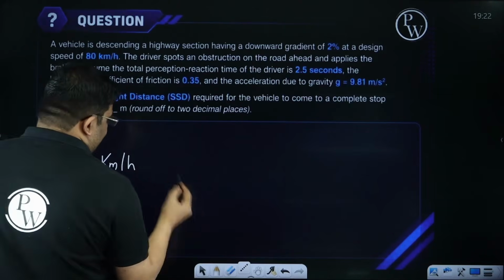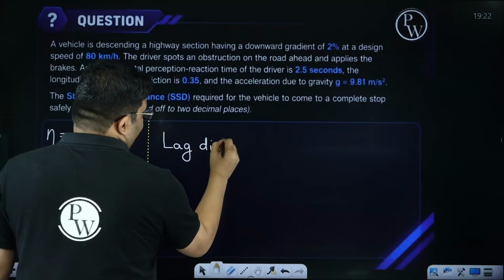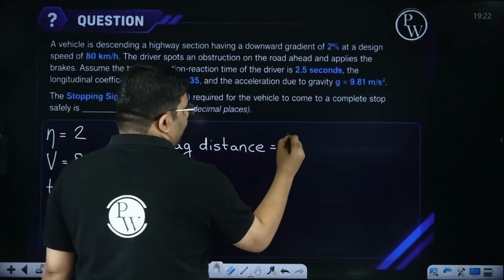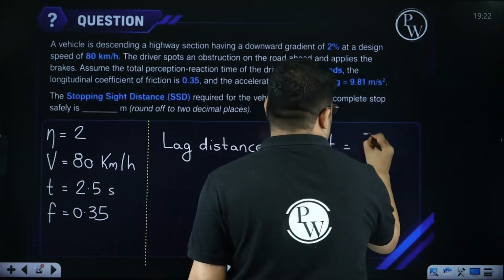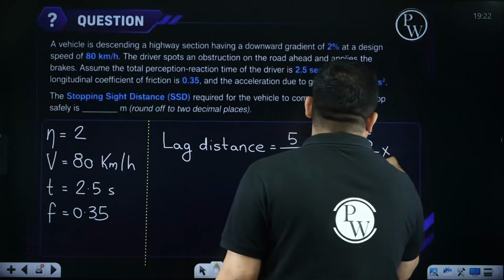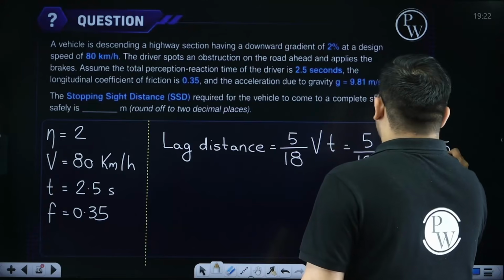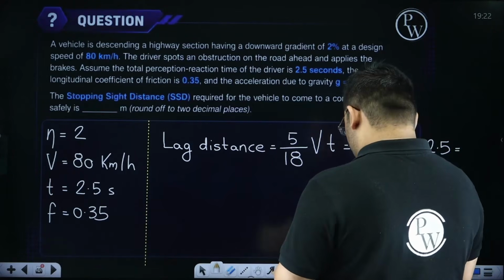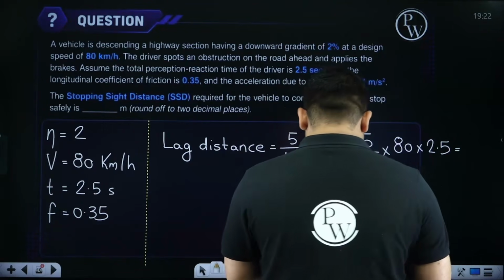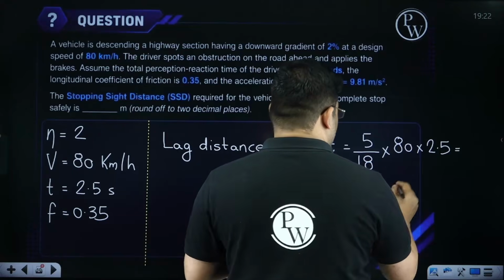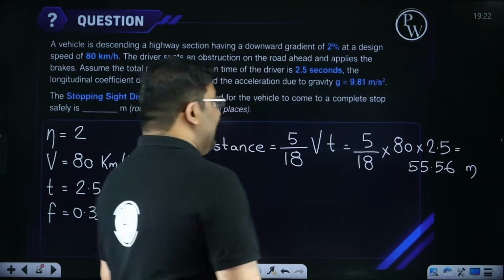Now, I can find the lag distance, I can find the braking distance, and I can add them up. So what will be the lag distance? It will be simply equal to 5 by 18 capital V into T. Here capital V is 80 kilometer per hour and T is 2.5. So I get 5 divided by 18, multiplied by 80, multiplied by 2.5. I'm getting a value of 55.56 meter. So this is the lag distance we are getting.